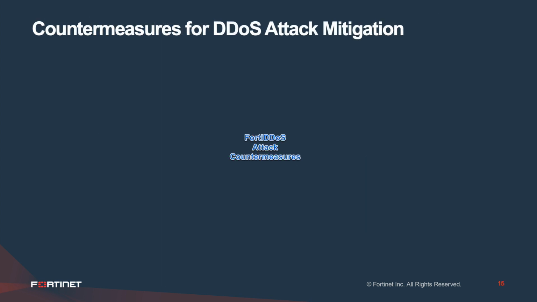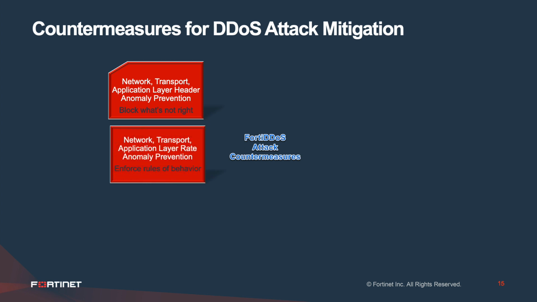So let's understand the countermeasures for DDoS attack mitigation in FortiDDoS. The first thing it has is network transport and application layer, essentially layer 3, layer 4, and layer 7 anomaly prevention. And this feature allows blocking of scripted attacks which are badly written and do not follow the protocol syntaxes.